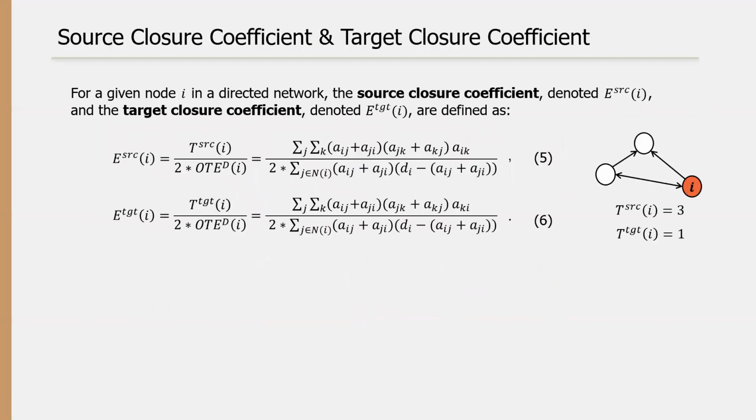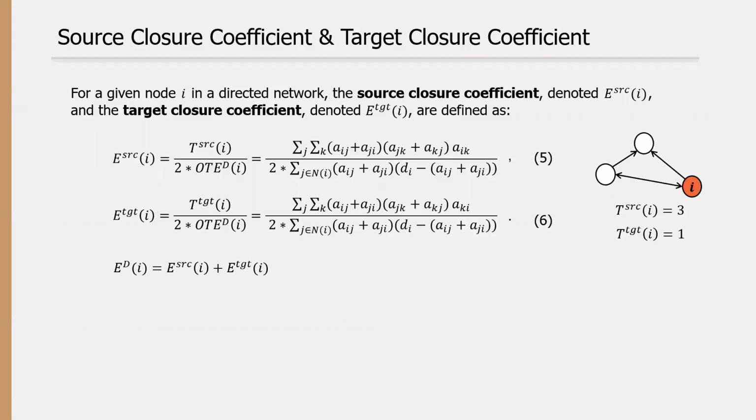According to these 2 groups, we give the definition of the source and the target closure coefficient. Take the source closure coefficient as an example. The denominator is not different from earlier, but here the numerator is the number of source triangles of node I, which means that we only take into consideration the triangles where I serves as the source node of the closing edge. For example, in this directed triangle, we have 3 source triangles and 1 target triangle with node I.